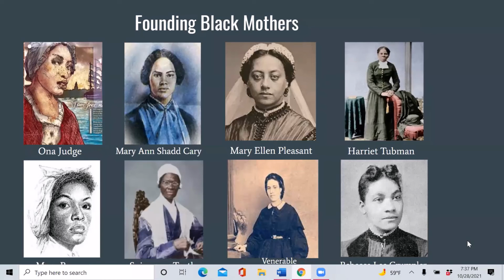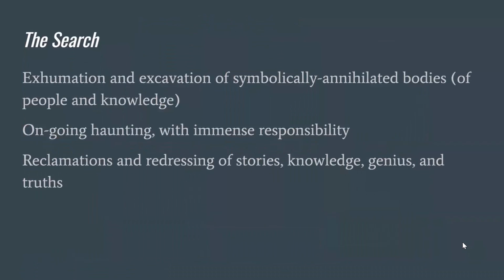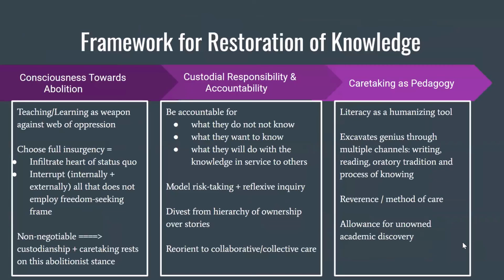So I'm going to go ahead and not talk about our two last founders. I'm going to go right to what we actually ended up creating in terms of application: how to teach this, how to caretake, how to be custodians, how to actually create a consciousness around abolition as you teach founding Black mothers. So, Candace, do you want to start?